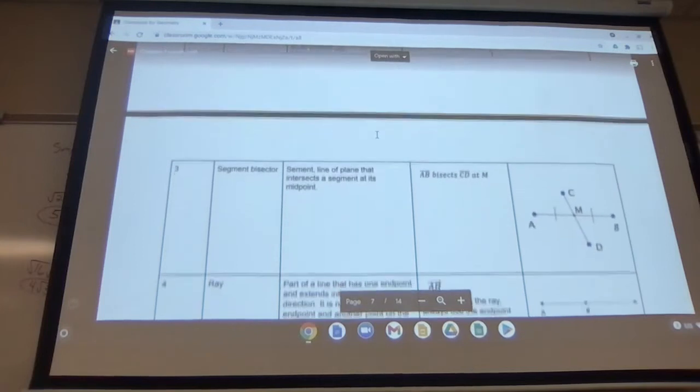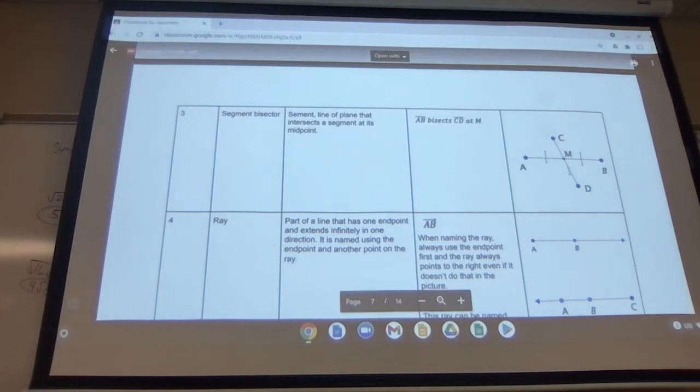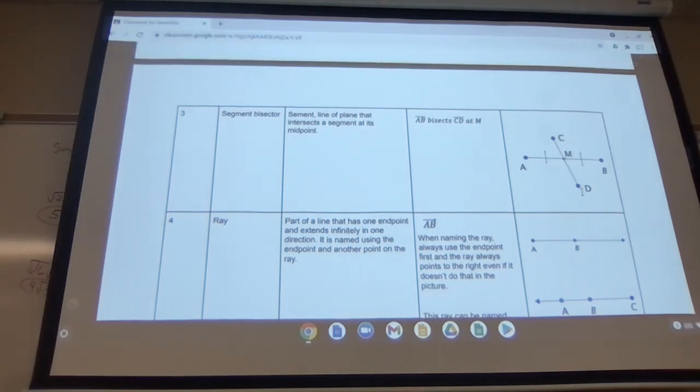And then that takes us to our last definition, which we'll write down here in a second. Segment bisector. It's going to be a segment, a line, or a plane that intersects the segment at its midpoint. So we have this midpoint over here with M. When you draw a segment or a line, it could be a ray, there could be all kinds of different things. When you draw something through the center, through that midpoint, that is called a segment bisector. All right, any questions with that before we go to the notes? Okay.